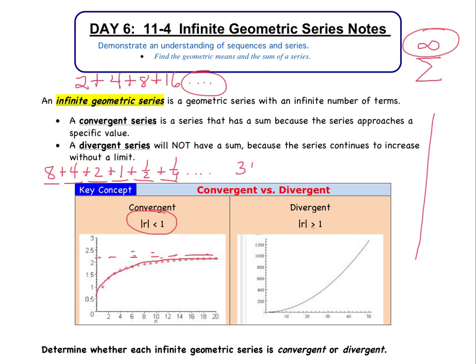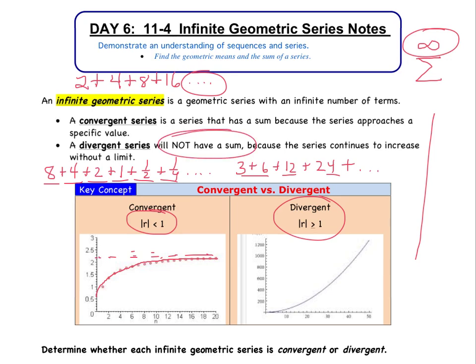Whereas in a divergent series, say we kind of do the reverse of this, and we have it increasing: 3 plus 6 plus 12 plus 24. 3 plus 6 is 9, plus 12 is 21, plus 24 is 45, and if it keeps going, the value is going up and up and up, and it's never going to end. So in this case, if you have an R value that is greater than or equal to 1, you are not going to have a sum. We're basically going to say that no sum exists.